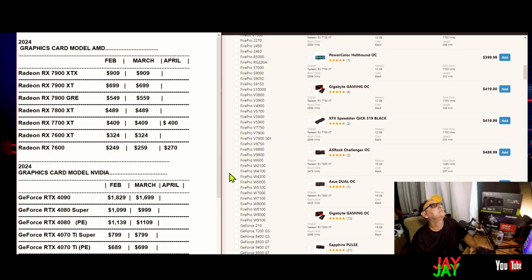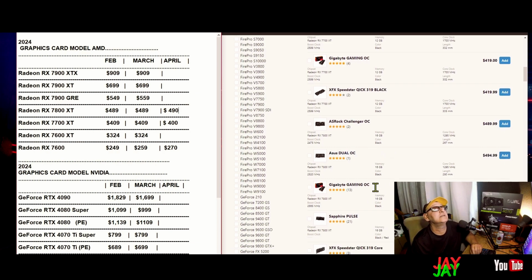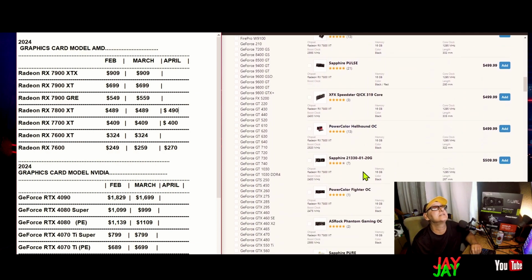So we'll put a dollar sign here. We're going to say $490. It went up $1. The cheapest ones, it didn't go up in February. It didn't go up in March. In April, it went up $1. So let's move on. We got the 7800 XT.